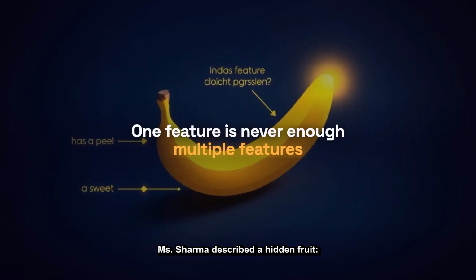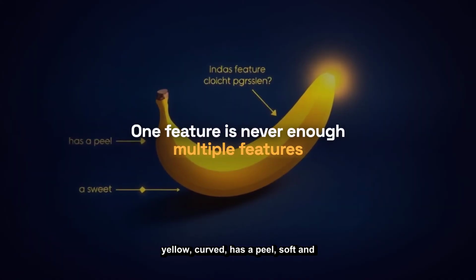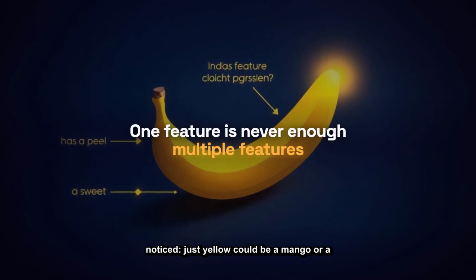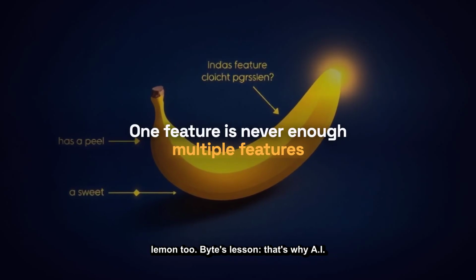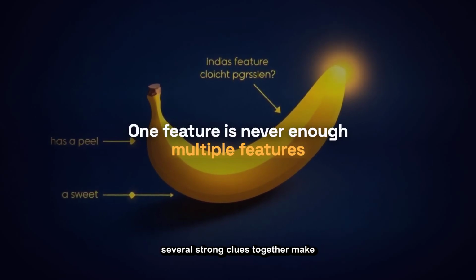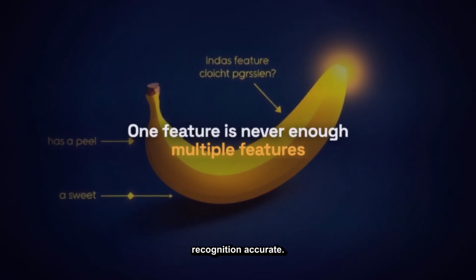Ms. Sharma described a hidden fruit. Yellow, curved, has a peel, soft and sweet. The class shouted banana. But Priya noticed, just yellow could be a mango or a lemon too. Bite's lesson. That's why AI needs multiple features. One clue is weak. Several strong clues together make recognition accurate.